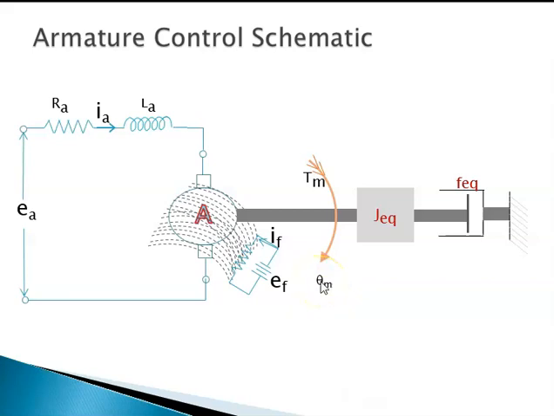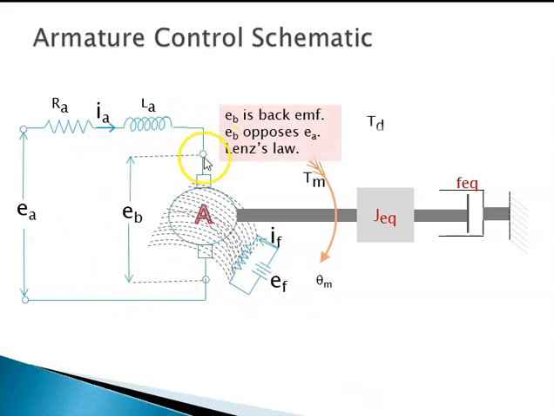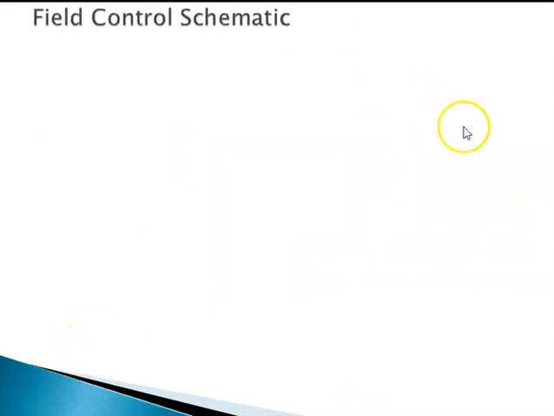When a torque is generated on a torsional system, the system undergoes an angular displacement theta m. When there is an angular displacement theta m, you will have a back EMF appearing across the armature terminals. This back EMF opposes the applied voltage EA because of Lenz's law, or one might say because of the second law of thermodynamics. While all this is happening, a disturbance torque may be coming onto the motor shaft.